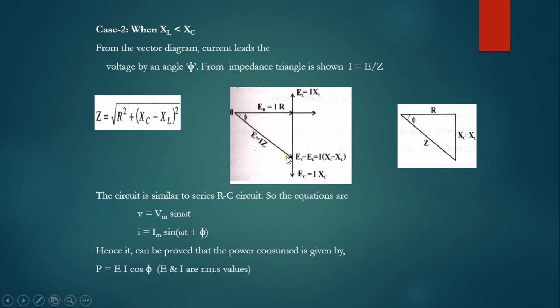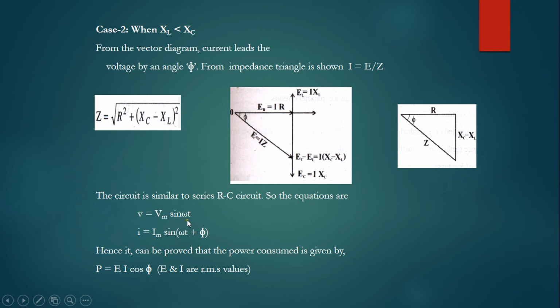This is the resultant, because the resultant will pull towards the downside because of the XC, capacitive reactance. Its effect is more, so it is pulling downwards. Here is the phi, the angle between the resultant current, only one current present since it is a series circuit, and this is the resultant voltage. So angle is phi. This is a perfect triangle. Phi is leading. That means the current leads the voltage by an angle phi.